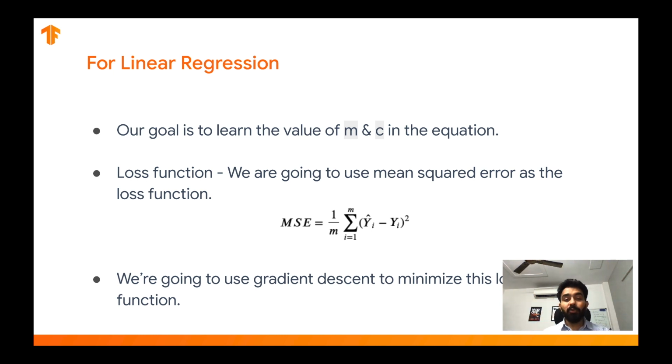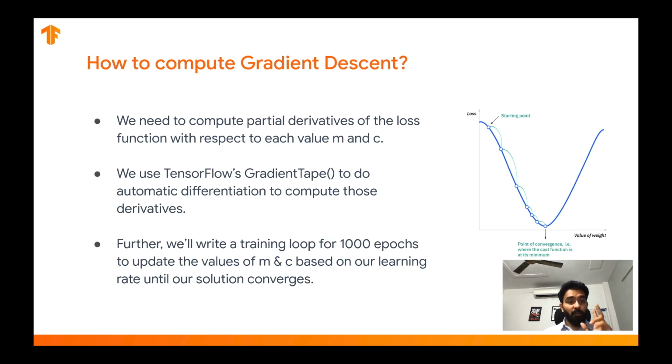So we're going to use gradient descent to minimize this loss function, and this is what our loss function would look like for mean squared error. Here on the y-axis you have the loss, and on the x-axis, let's say you write it in the form of m and c, or some sort of a weight. You can also call it the weight.